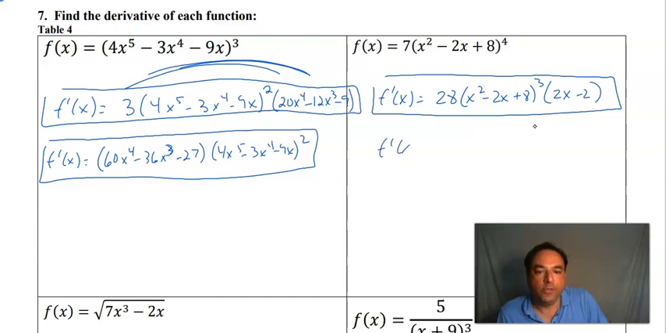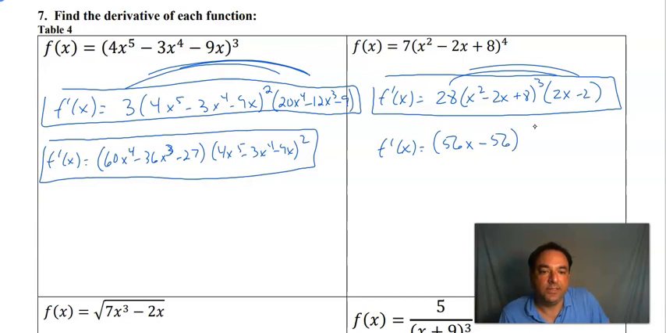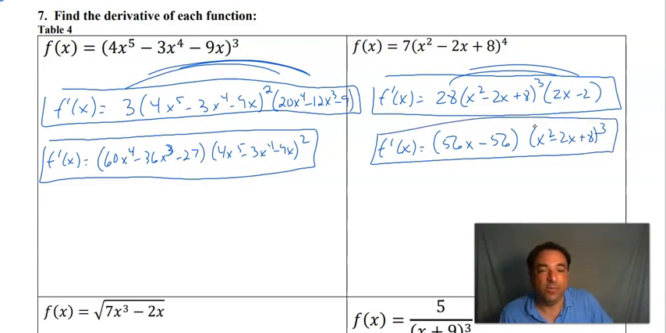But if you wanted to distribute the 28, again, you can't distribute to the first part with the cubed. You could distribute to the other part, the second part. So 28 times 2 would be 56x minus 28 times 2 would be 56, in parentheses, times x squared minus 2x plus 8 cubed. So either one would be correct. I technically would prefer the first one, kind of leave it as is, and that would totally be correct and simplified.